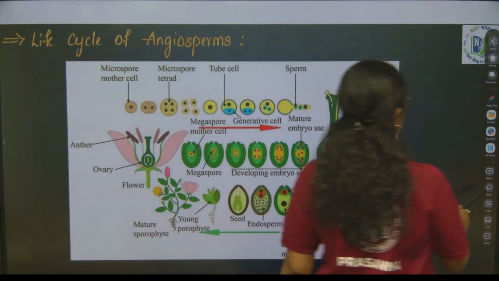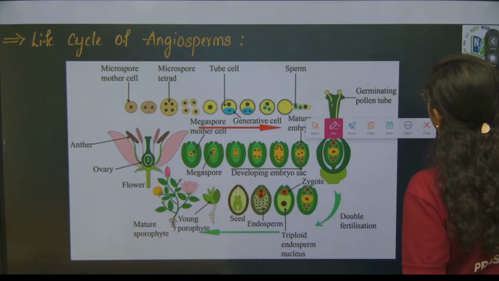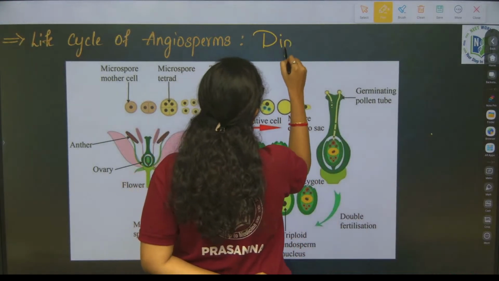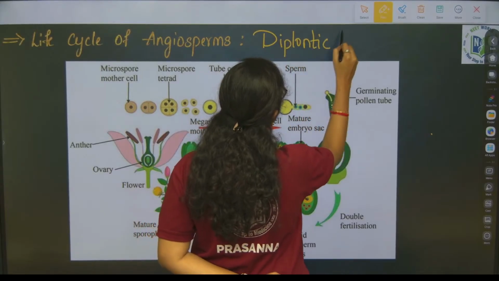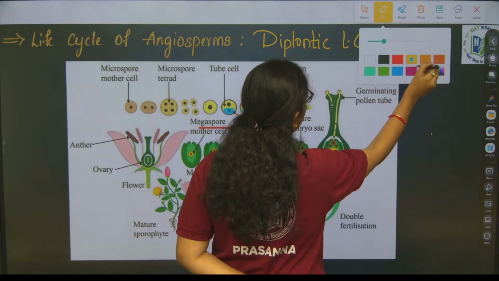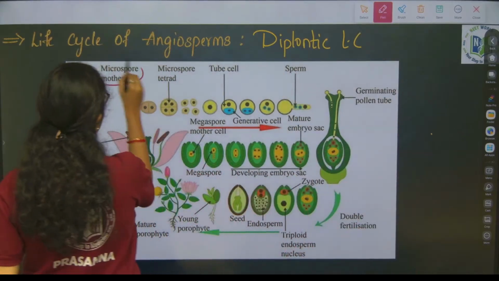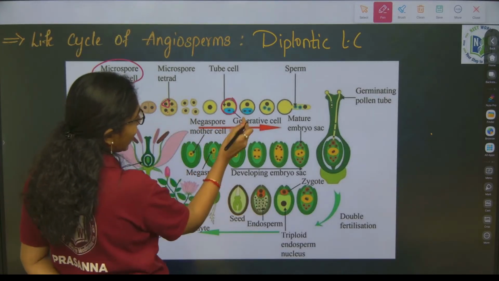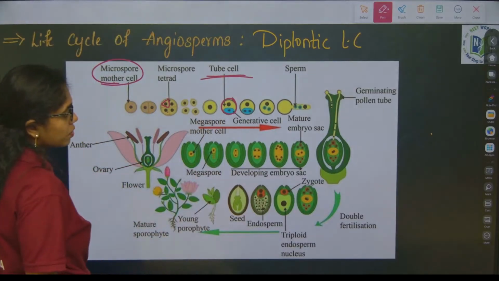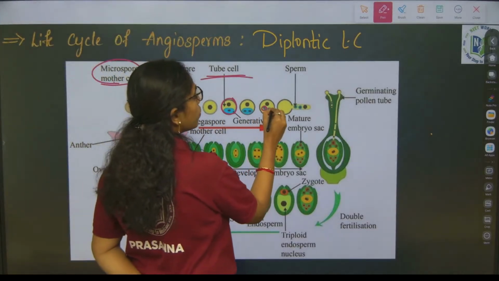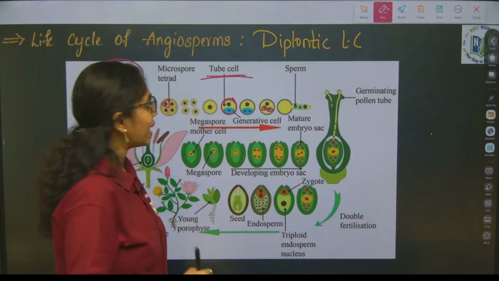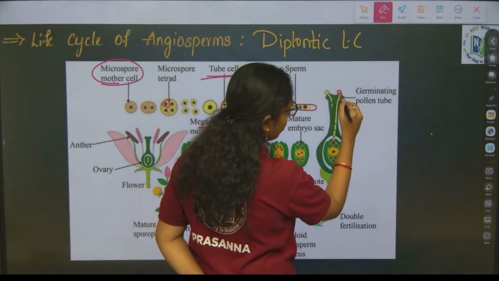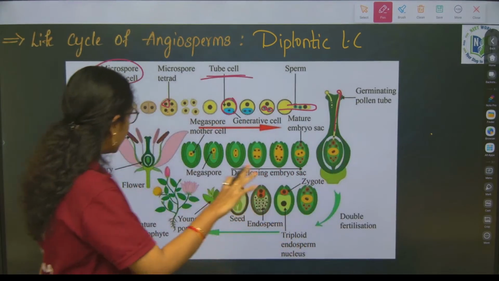So, here what is the life cycle? Diplontic life cycle. Just a second. So, here it is showing the diplontic life cycle. If you see, the microspore mother cell forms microspore tetrad. This forms a tube cell and a generative cell. Tube cell is nothing but the vegetative cell. This generative cell again undergoes what? Division, forming 2 male gametes of a pollen tube. Landing onto the suitable substratum will give out 2 male gametes. Till here it is clear, right?